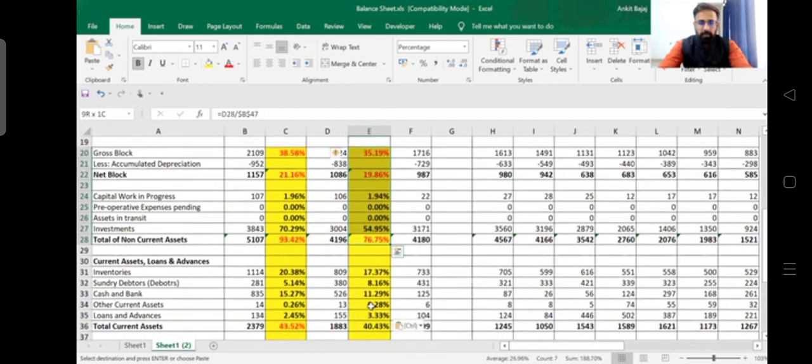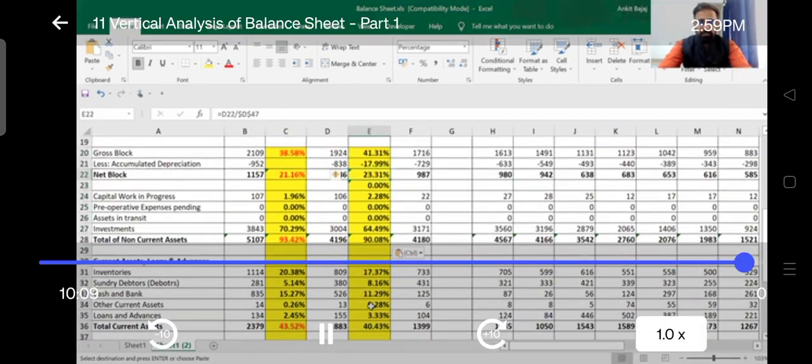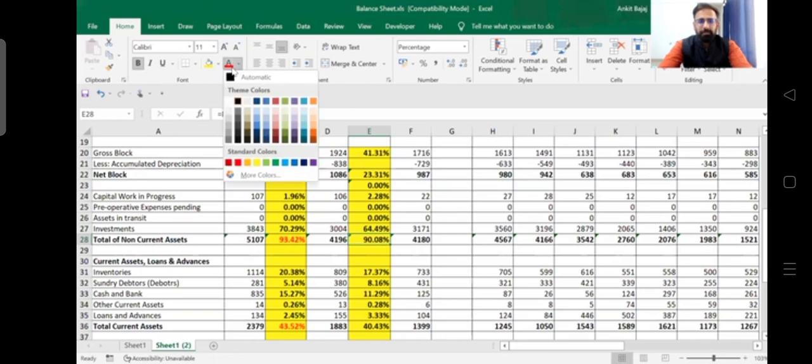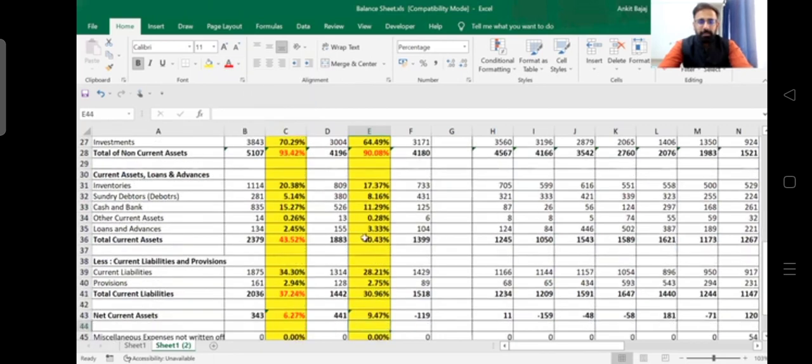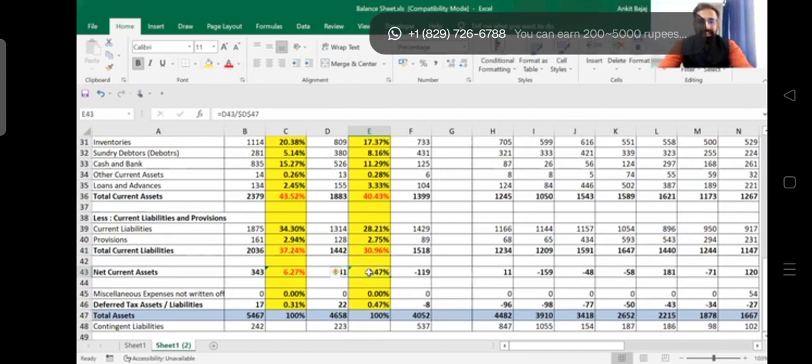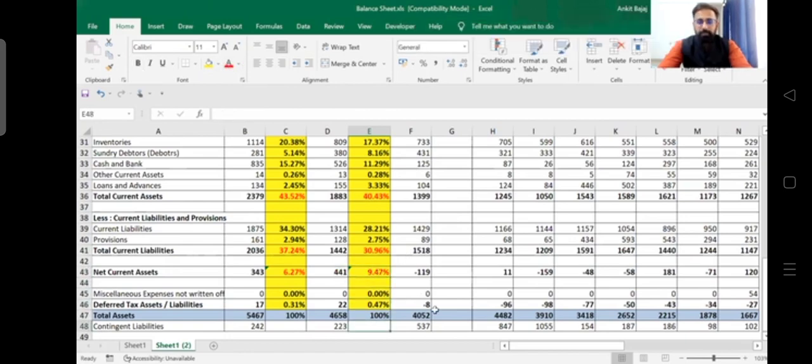Yeah, you can see here how much the company has invested in its non-current assets. The company has invested 90.8% in non-current assets. It is similar to the previous year, right? And how much does the company require for current assets? The company requires 40.43% fund for current assets. But somehow the company is managing 30.96% of this current asset requirement from current liabilities, right? And here if you see, the requirement of working capital is 9.47%, right?